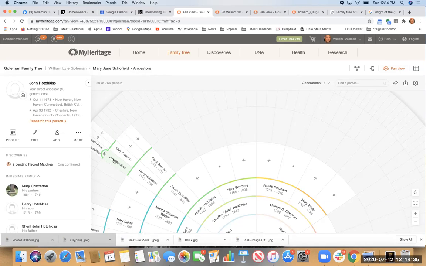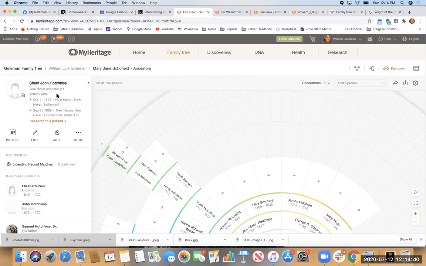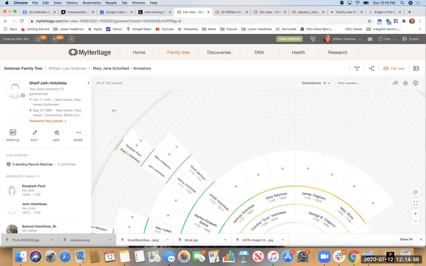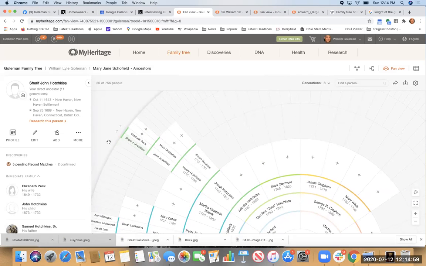As I started going back, I noticed that there was one guy here. In his name, it says Sheriff John Hotchkiss, and he's there in 1643, New Haven settlement. He was born in New Haven, so he had gone back. Now, usually this is kind of as far back as I can go, and I try to go back to the person who came to the New World. And I still hadn't got there by this time.